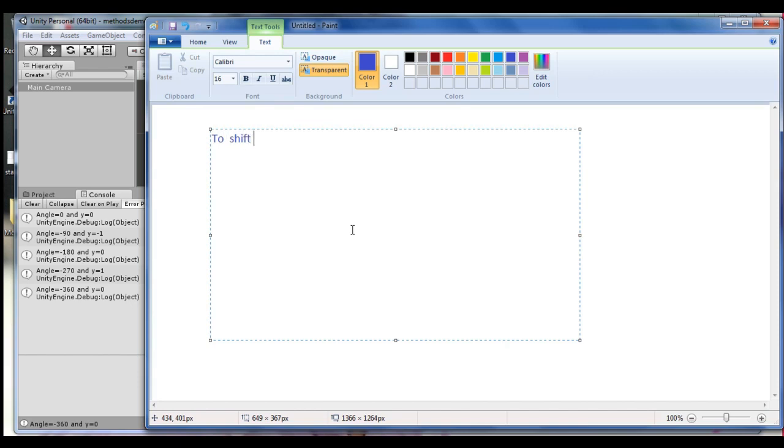To shift f of x up by c units, what you need to do is g of x is going to be equal to f of x plus c. You need to add or subtract, depending upon whether you want to shift up or down. So to shift f of x down by c units, what you need to do is g of x is equal to f of x minus c.